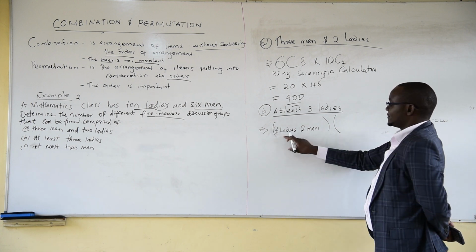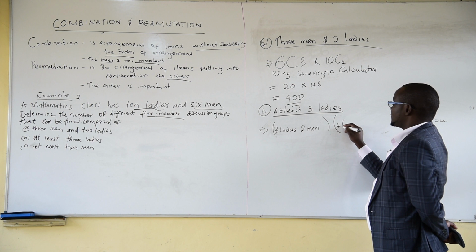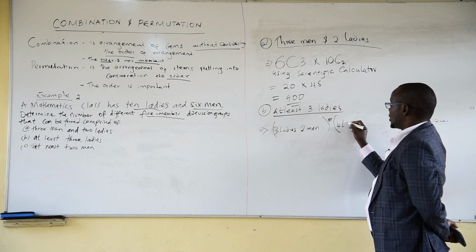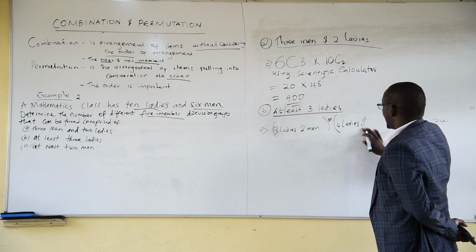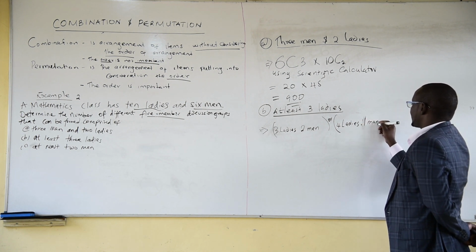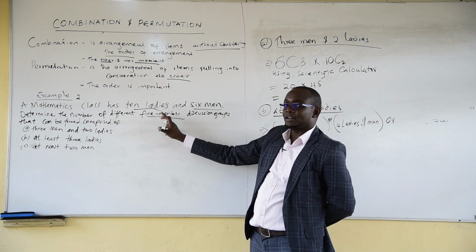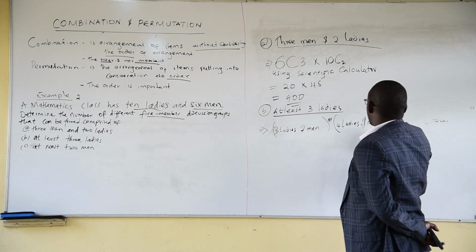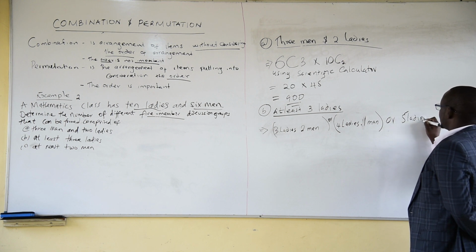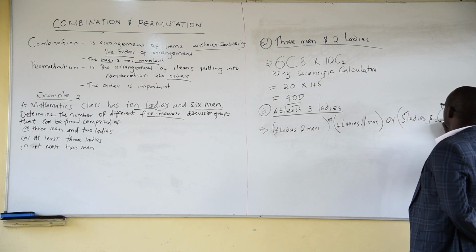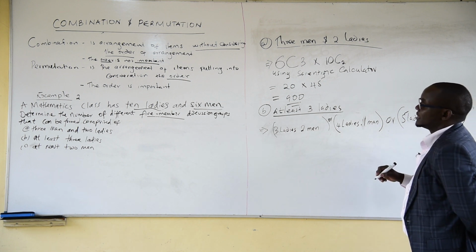Remember, it's a 5-member team. We can't have less than 3 ladies. So this time we can also have 4 ladies and 1 man. Or we can also have 5 ladies and 0 men.